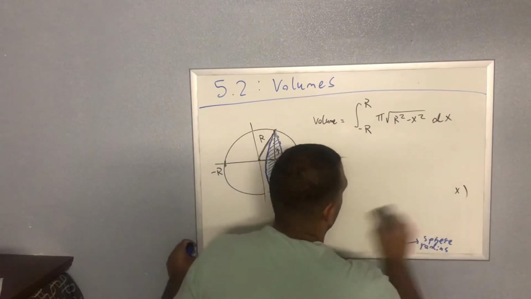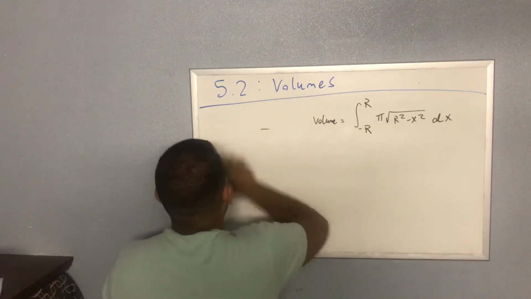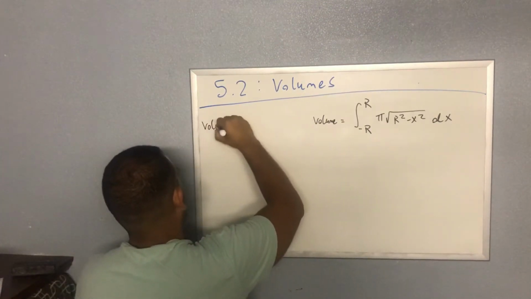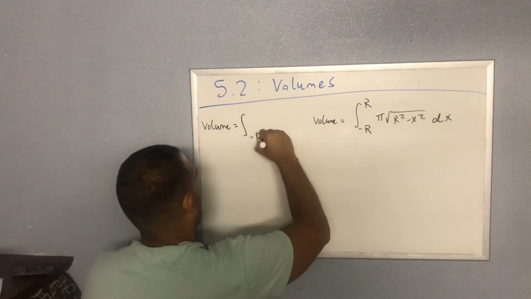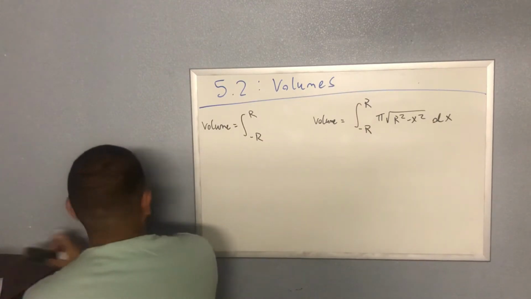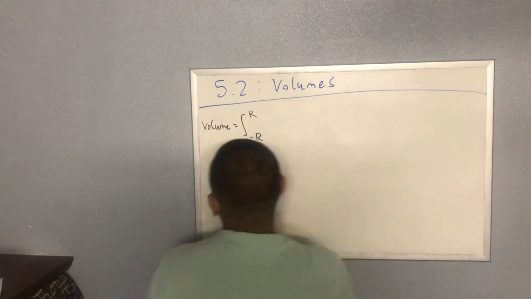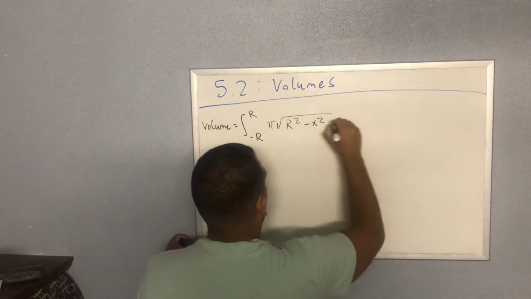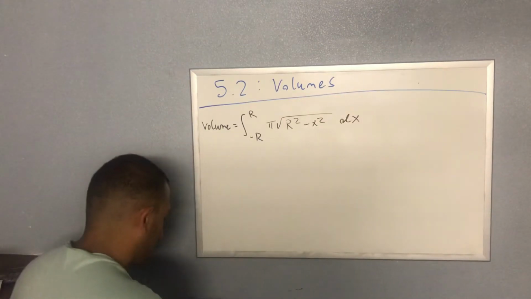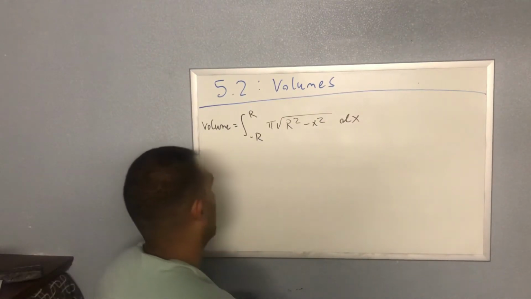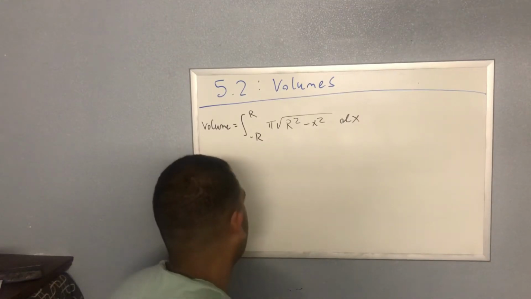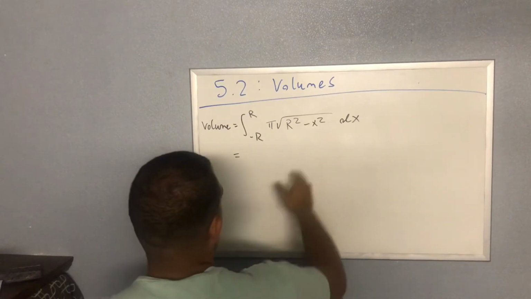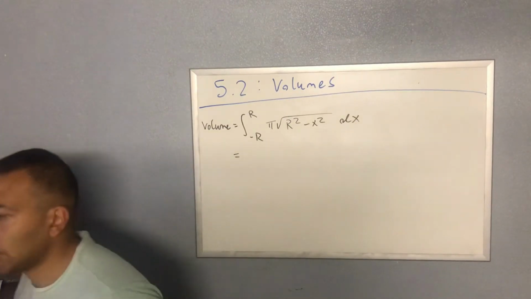And now to finish this, maybe let me just recopy it so I have more space. So the volume was pi times r squared minus x squared. Okay, so this is what we have. And then notice that this guy here is actually an even function.